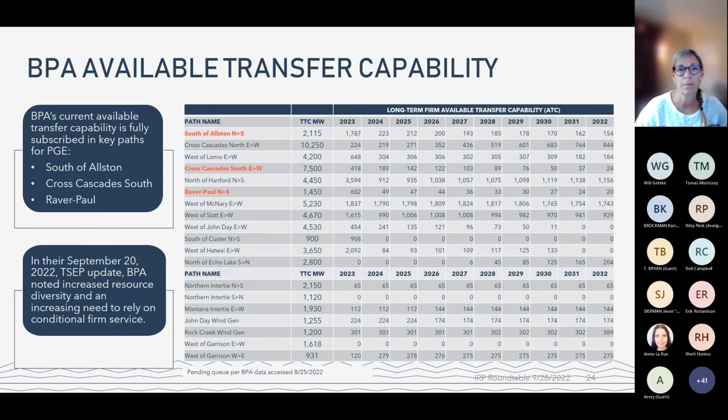So Bonneville's currently posted available transfer capability, or ATC, as you can see, is pretty fully subscribed. This doesn't take into consideration the pending queue, which is demonstrated on the next slide. But the three critical flow gates that are most impacted when trying to get a transmission service request to PGE service territory are south of Allston, Cross Cascades South, and Raver-Paul. So, next slide.